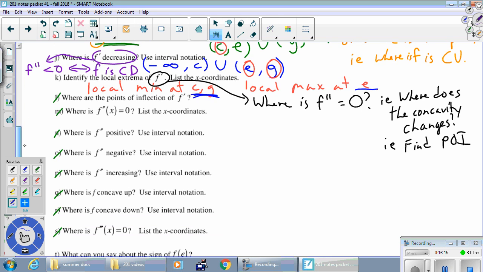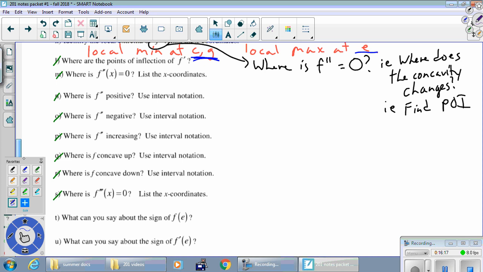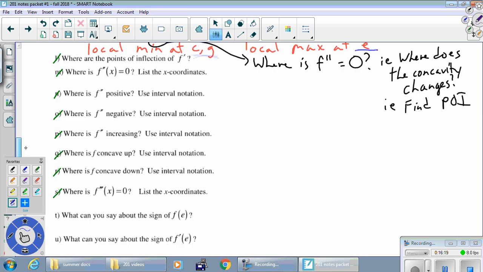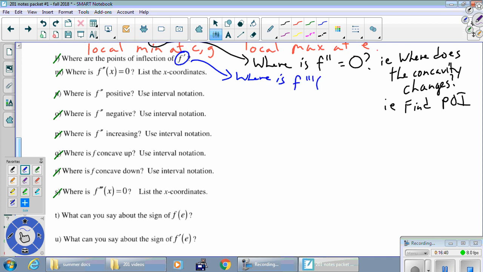Okay, so let's take a look at part L. We crossed it off for this lesson, but after we know second derivative stuff, we can do L. So where are the points of inflection of f prime? So I think we've just answered, wait a second. No, points of inflection of f prime, that's a problem. So points of inflection happen when the function's second derivative is 0. And the second derivative of that function is f triple prime.